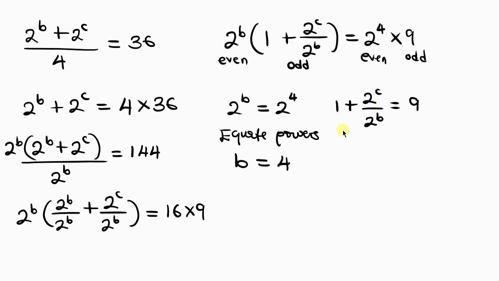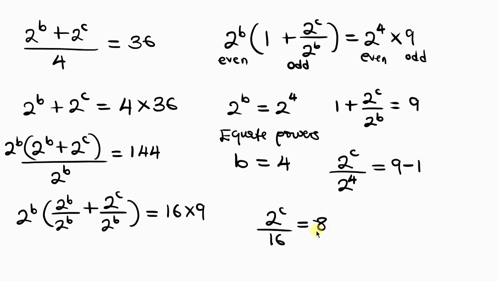Our next step will be to focus on what we have here, and we're going to be moving 1 to the right hand side so that we have 2 to the c over 2 to the b, and from what we have here, b is equal to 4. So I'm going to be putting 4 here, equal to 9. As 1 crosses to the right, it becomes minus 1. So that this becomes 2 to the c divided by, now 2 to the 4th is 16, and this is equal to 9 minus 1 is 8.